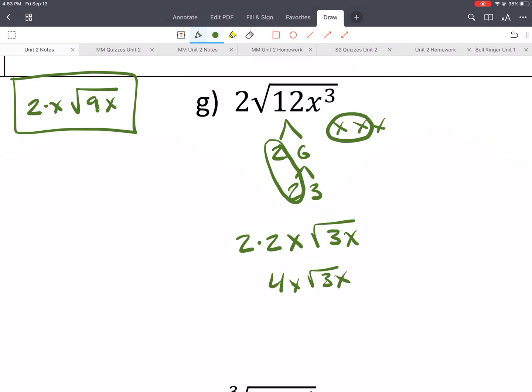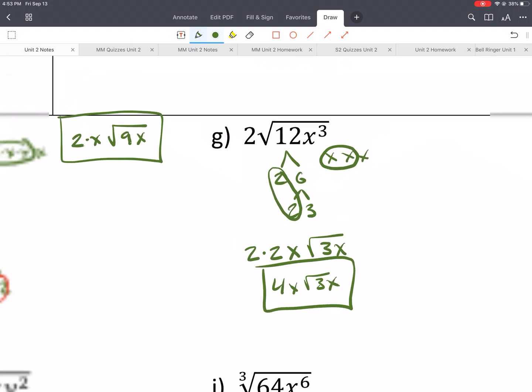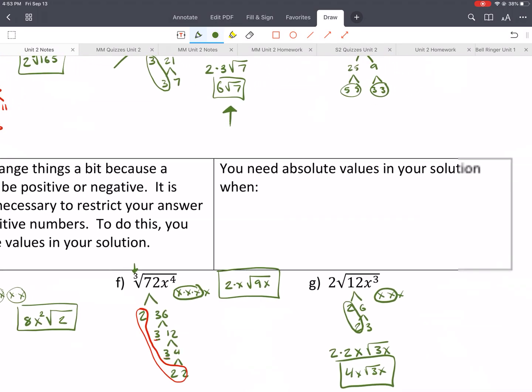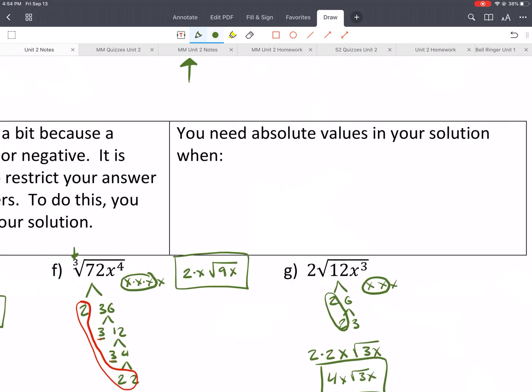Okay, so let's go back to above here. Okay, so it says variables change things a bit because variables can be positive or negative. It is sometimes necessary to restrict your answers to only positive numbers. To do this, you use absolute values in your solution. Okay, so we want to figure out when do we need to use absolute values.